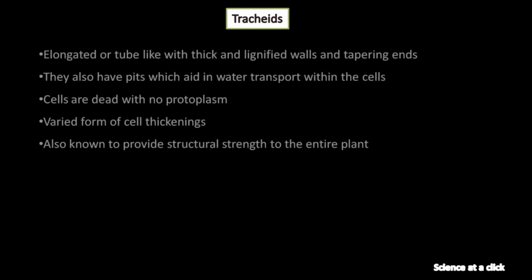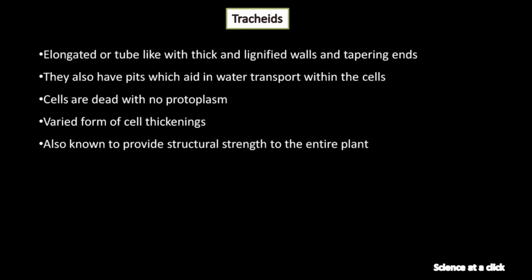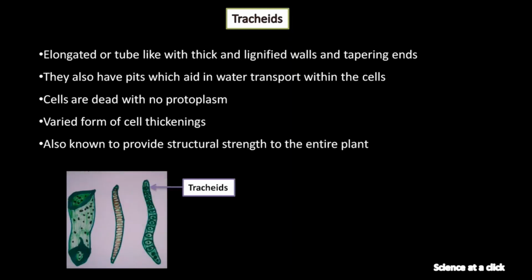The tracheids are elongated tube-like structures which have lignified cell walls and tapering ends. They are also known to have pits which aid the transport of water within the cells. These cells are also dead and there is no protoplasm present. They have varied forms of cell thickenings and are also known to provide structural strength to the entire plant. Next are the vessels.